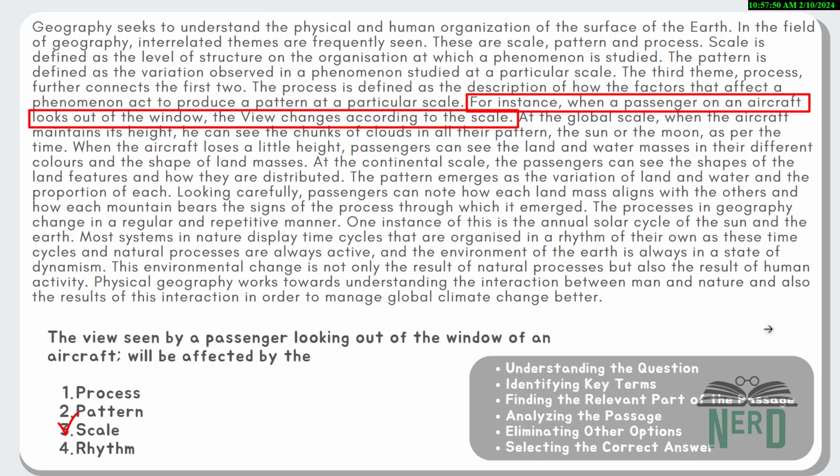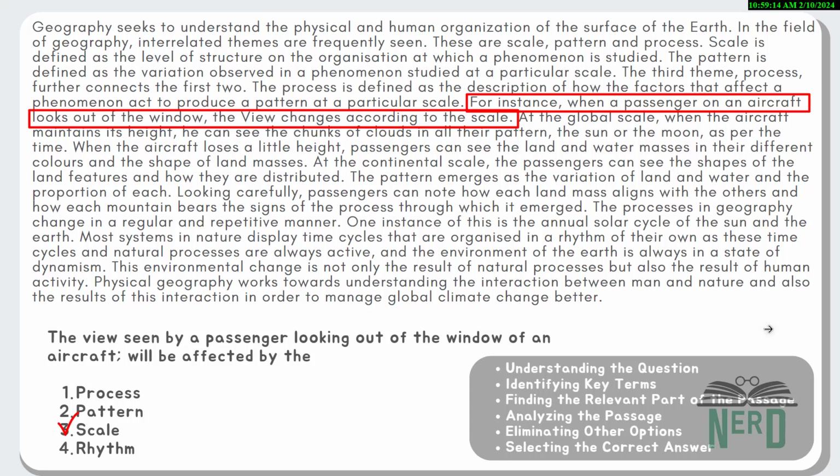So this means the scale at which the passenger observes the Earth's surface determines what they see, such as clouds, land and water masses, or land features. Our next step is eliminating the others to recheck and verify that our answer is correct. Pattern refers to the variation observed in phenomena at a particular scale, which is a result of scale but not what directly affects the view in this context, so we can eliminate it. Then rhythm relates to the time cycle in nature that we discussed in our first question.